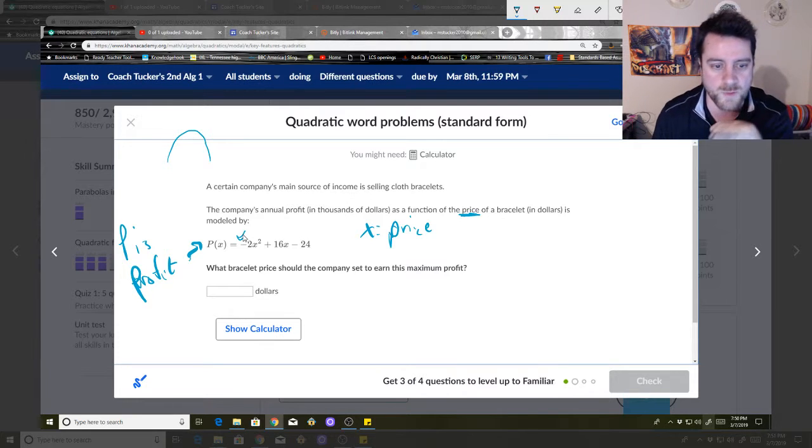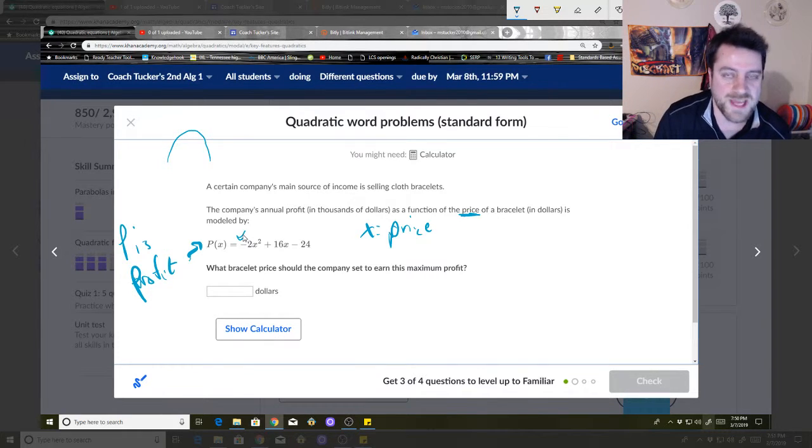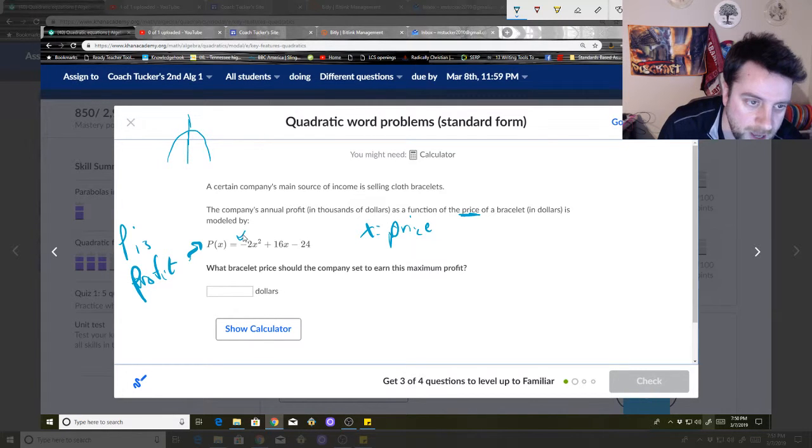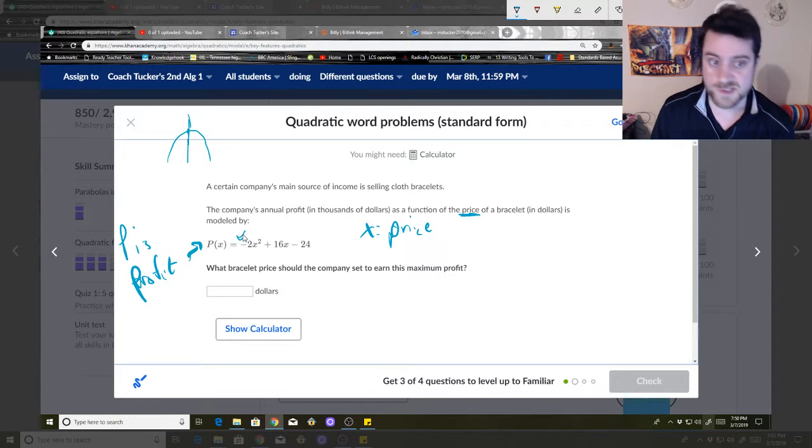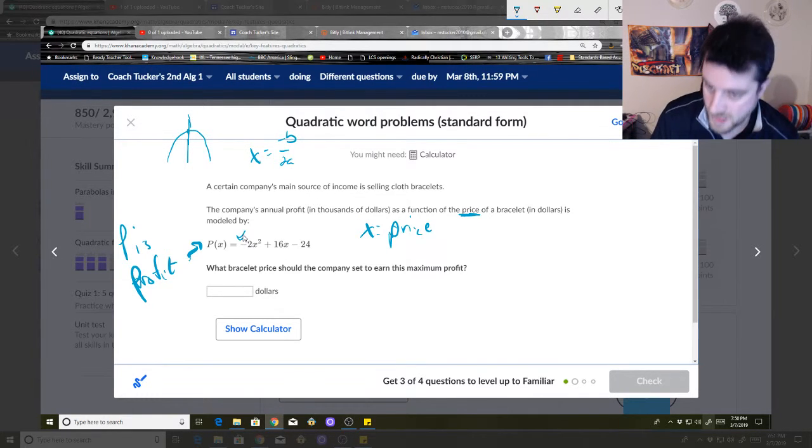So how can we do that? Well, we're looking for the x value. We want to know, what is the x value at the vertex? It's the axis of symmetry. x equals -b over 2a. So x equals -b over 2a is equal to, that's a negative there, so -16 over 2 times -2.